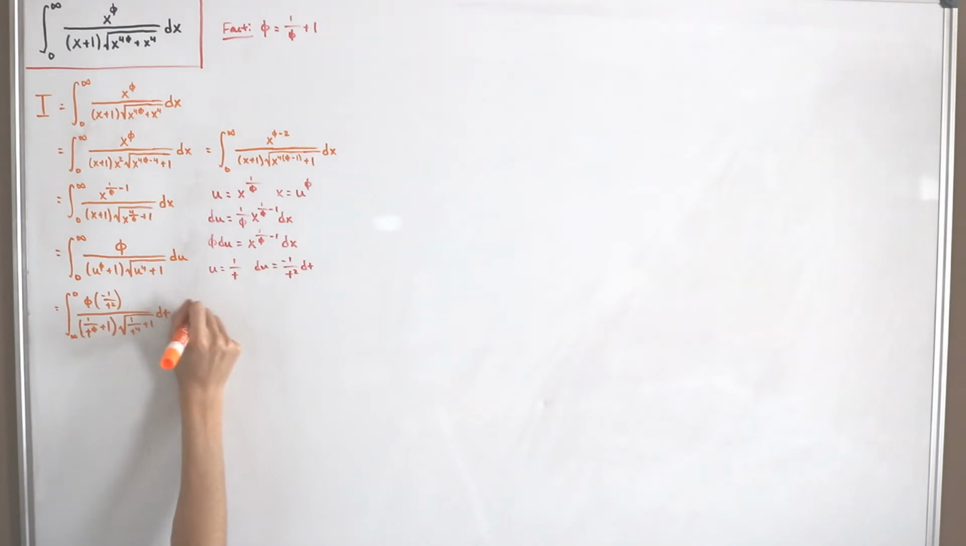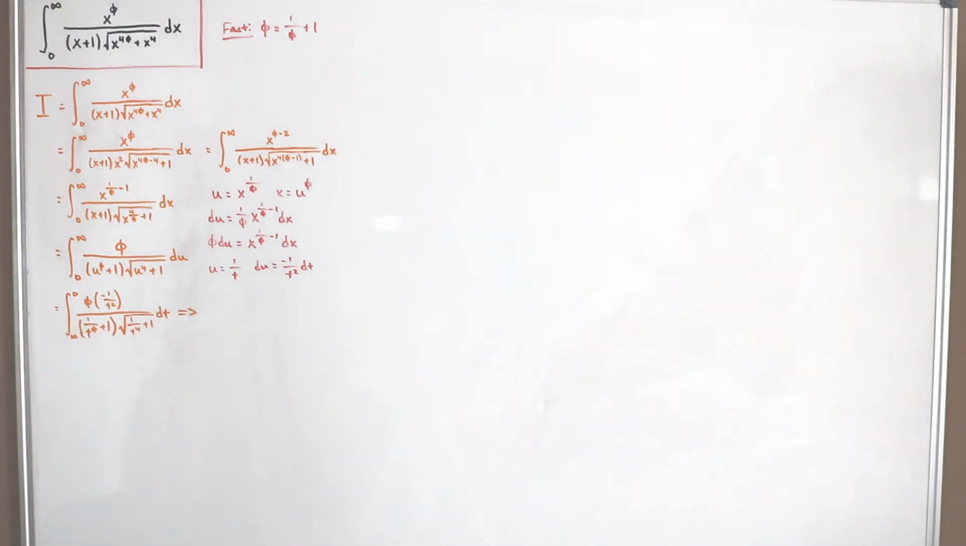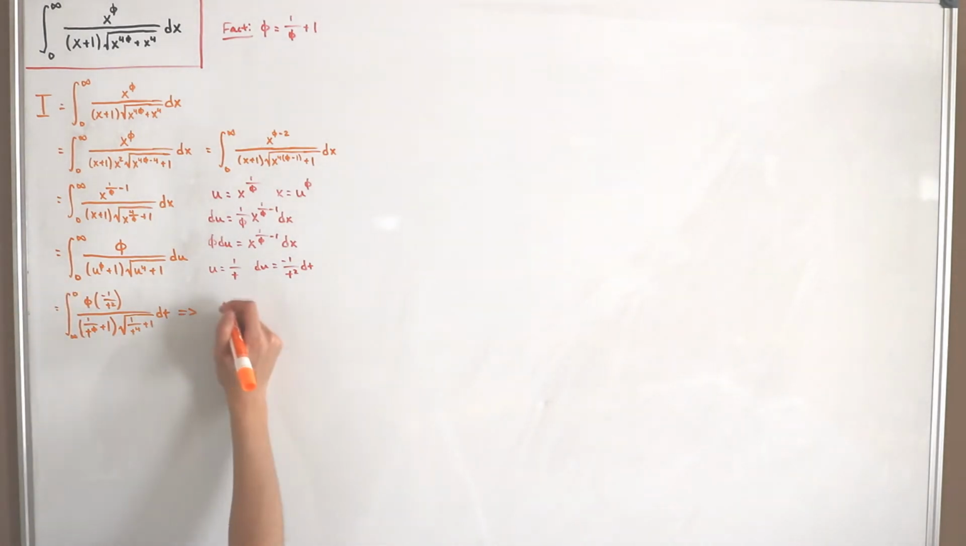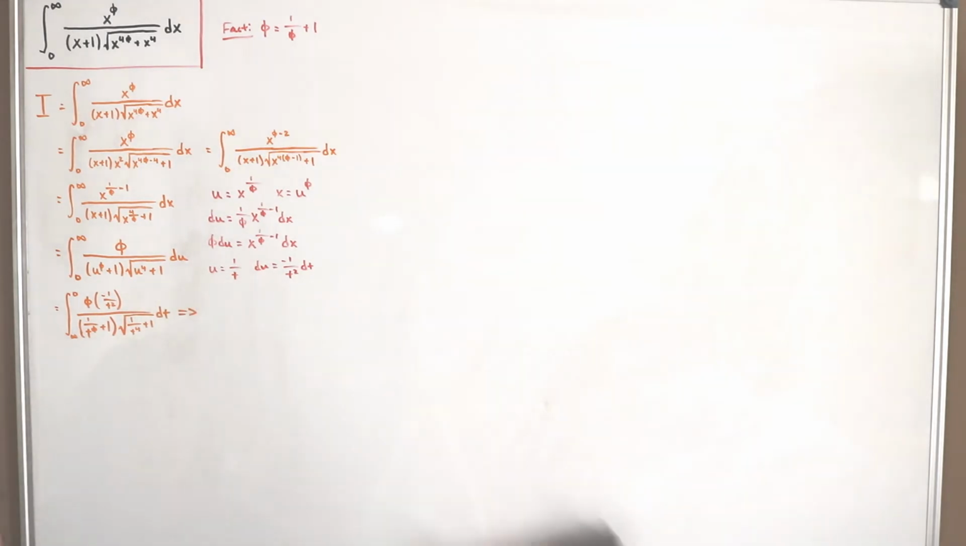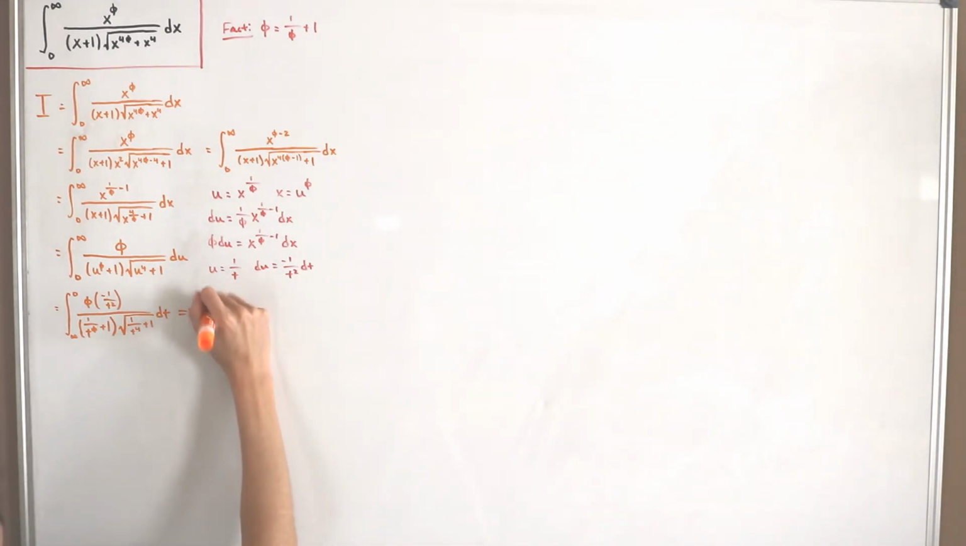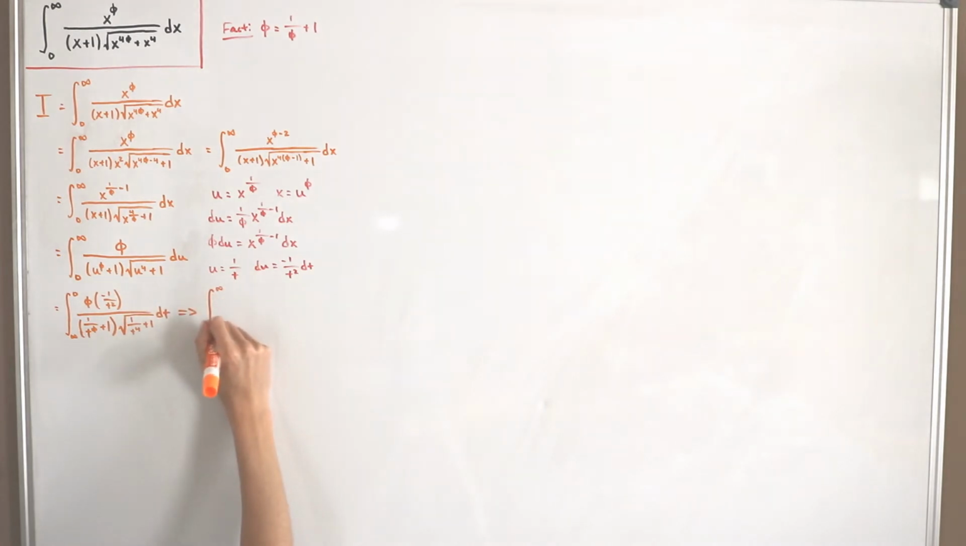But we can actually continue simplifying some things further. First off, notice that you have 0 as the upper bound and infinity as the lower bound, so we have to switch the bounds, making that negative. But that also means it'll cancel the negative from over here. So now the integral is positive. Let me make the integral sign a little bigger. So infinity, 0.